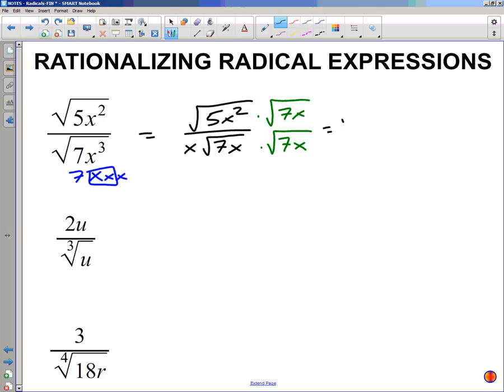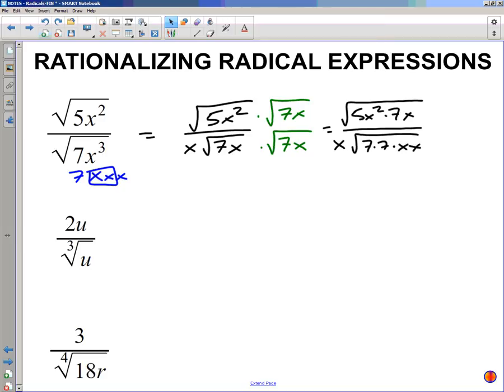On the top, I'm going to have a 5 x squared. I'm multiplying by a radical, so that 7x is also going to be inside the radical. On the bottom, I've still got my x, and I got a 7x and a 7x. I'm going to group my 7's together, put my x's together, and since I'm looking at a square root, I'm looking for pairs. I can perfectly pair everything up inside that radical on the bottom and bring it all out in front.